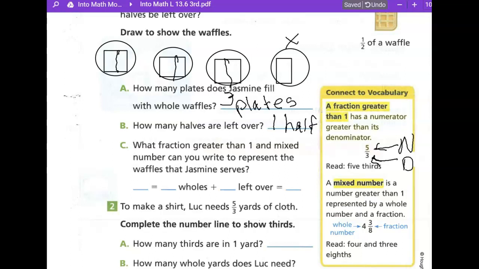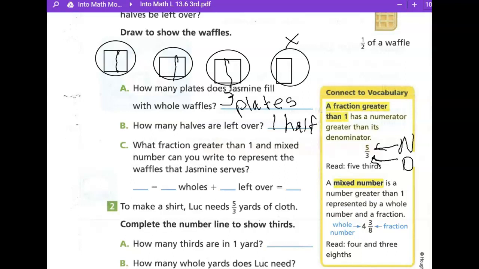Now, a mixed number is a number greater than 1, represented by a whole number and a fraction. So a whole number, 4 and 3/8. The 4 is the whole number, the fraction is the 3/8. We read it 4 and 3/8.